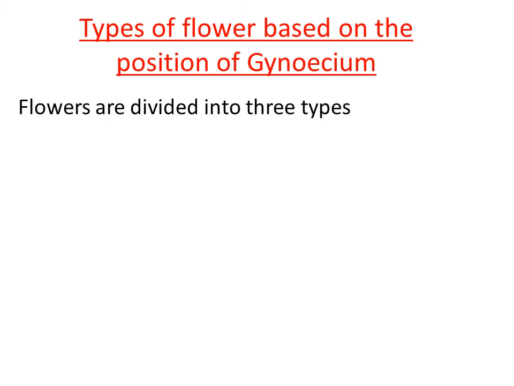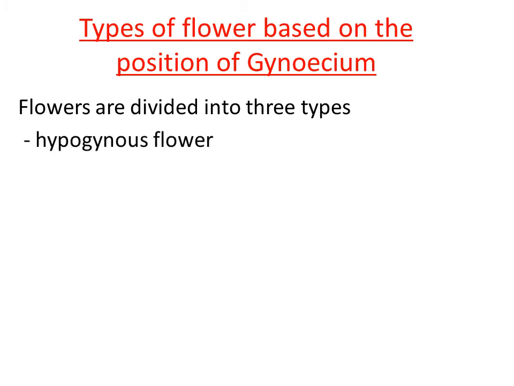So what is the criteria for the classification of flower here? Based on the position of gynoecium on the thalamus with respect to the other whorls of the same flower, other whorls in the sense calyx, corolla, androecium. So with respect to the other three whorls, what is the position of gynoecium in the flower? This is the main concept here for the classification of flower. Based on this, the flowers are divided into three different types.